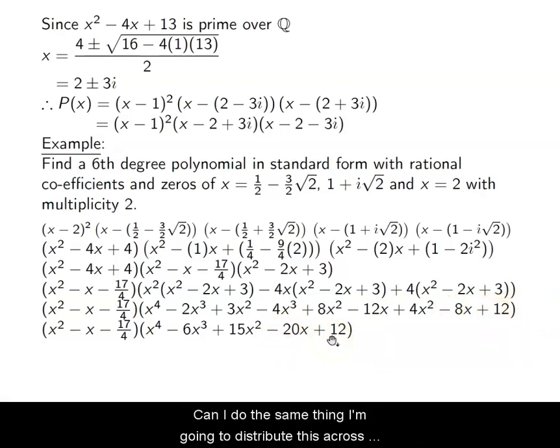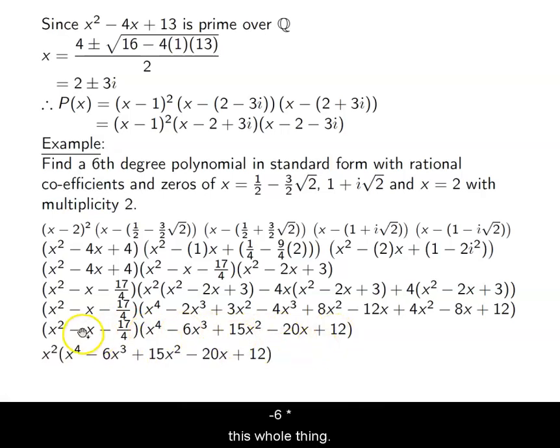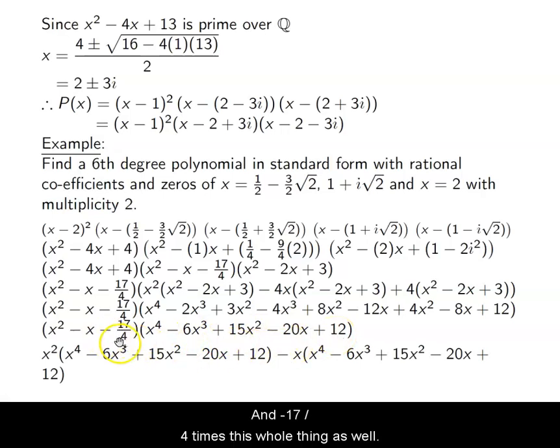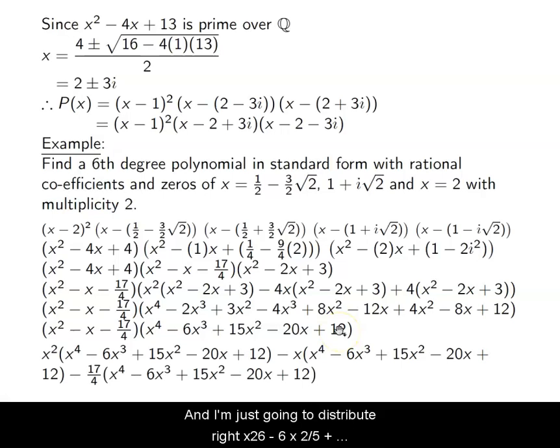Right, so now I do the same thing. I'm going to distribute this across this polynomial. So x squared times this whole thing, okay, minus x times this whole thing, and minus 17 over 4 times this whole thing as well. All right, and I'm just going to distribute, right? x to the 6th minus 6x to the 5th plus 15x to the 4th minus 20x cubed plus 12x squared, and so forth and so forth. So we'll write all this out.